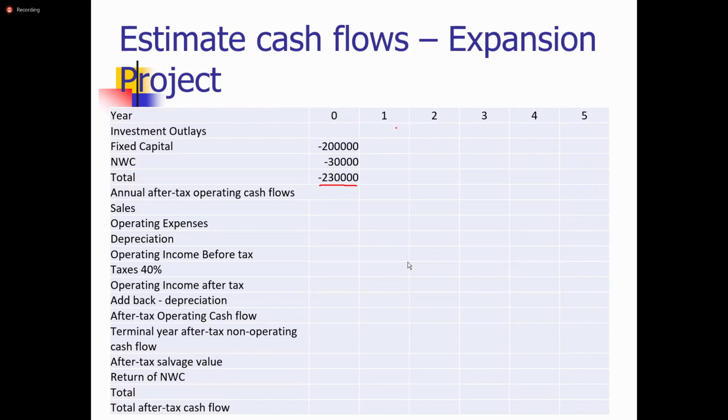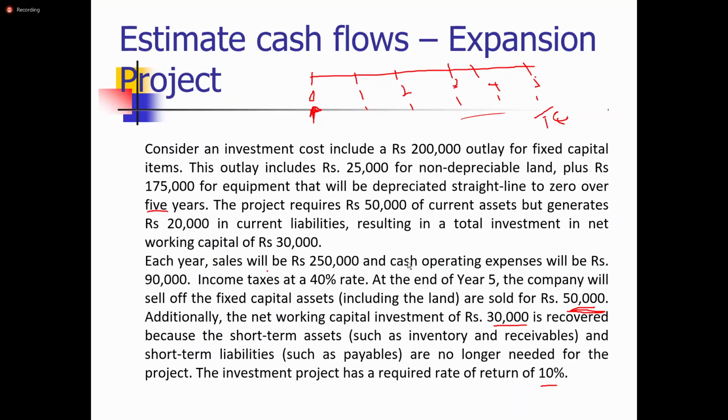I think it's clear. Then you have to estimate annual net operating cash flows for each year. Now here, if you go to the question, you can see each year sales will be 250,000 and expenses 90,000, income tax at 40% rate. So you can work out the depreciation here. How much is the depreciation? Because this is on straight line basis. So therefore, you can estimate the annual depreciation. In this 200,000, 25,000 is non-depreciable land. So therefore, don't depreciate the land. It is a non-depreciable one. So therefore, 175 is the depreciable investment amount. 175 divided by 5, that is 35,000. So annual depreciation is 35,000.